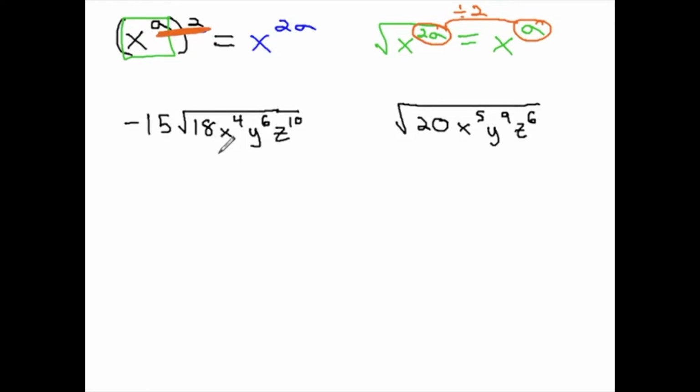First, in this problem, we have negative 5 times the square root of 18, x to the 4th, y to the 6th, z to the 10th. First, let's look at the 18. We know we can simplify the square root of 18 by factoring it to 2 times 9, and then finally 3 times 3. And then we know we've got a pair of 3's, and so, with the negative 5 out front, don't lose that, times a pair of 3's, we pull one 3 out of the radical.